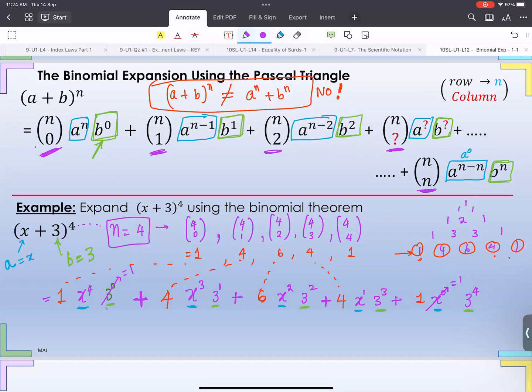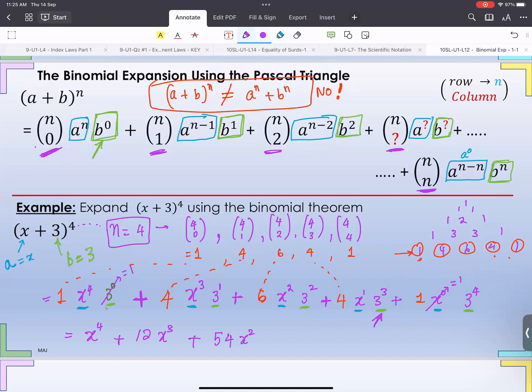So how do we simplify that? Just use exponent rules or index laws. That's just going to be x to the power of 4. The next term is going to be 4 multiplied by 3, which is 12, so 12x cubed. Plus, this is 9, and 9 multiplied by 6 is 54, so we're going to write this as 54x squared.